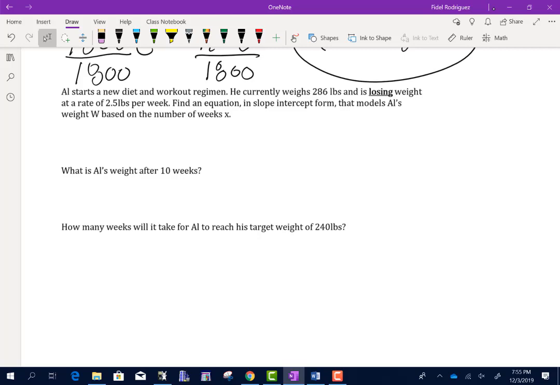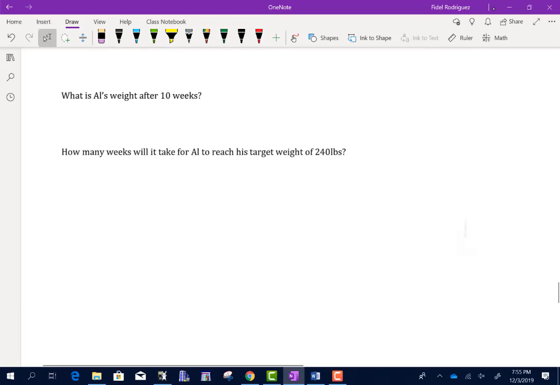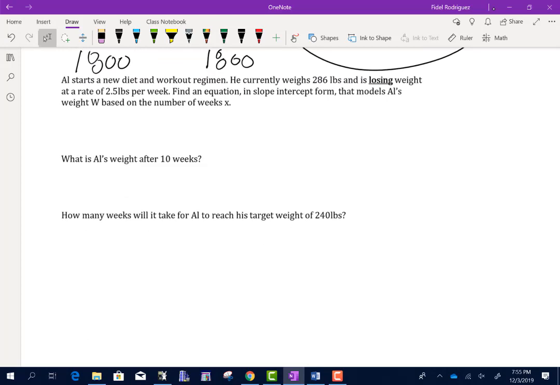All right. So guys, one more problem. Actually, I think we got 2 more problems. Okay. So let's do this one here. It says Al starts a new diet and workout regimen. He currently weighs 286 pounds and is losing weight at a rate of 2.5 pounds a week. Find an equation in slope-intercept form that models Al's weight W based on the number of weeks X. Okay, so we're going to write an equation, guys. It's going to look like this: mx plus b. Al is my brother, by the way.